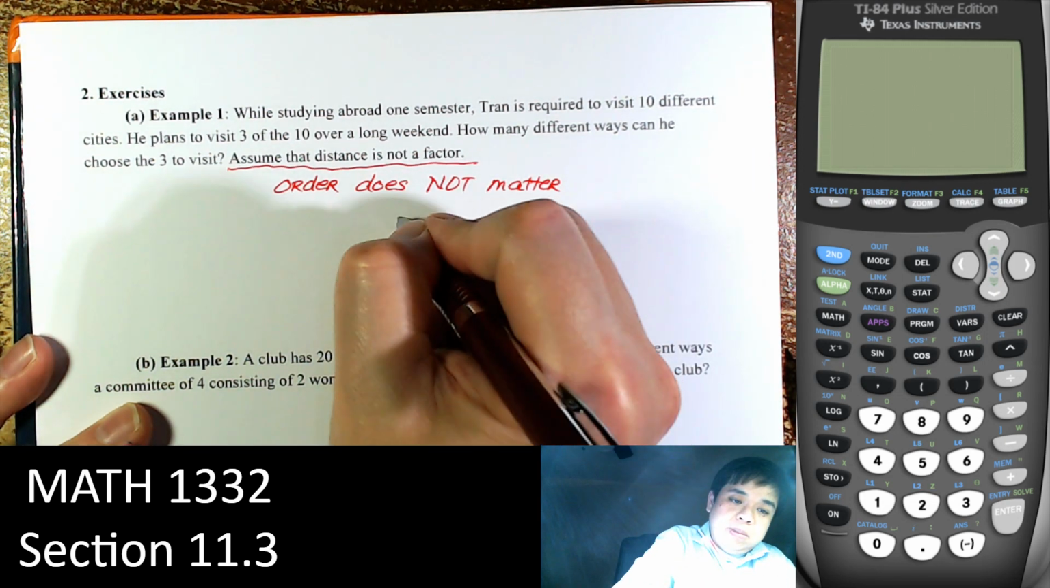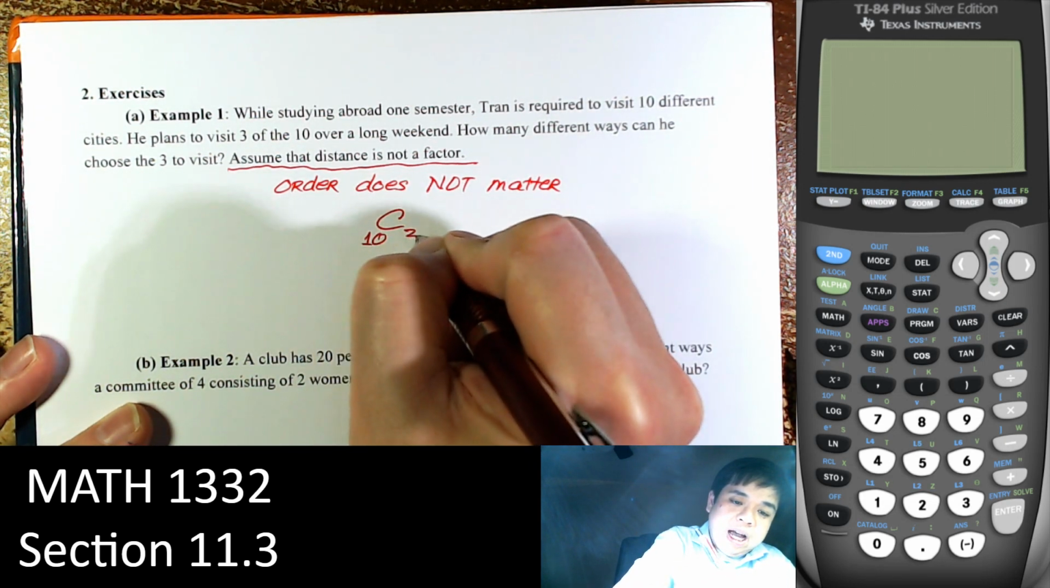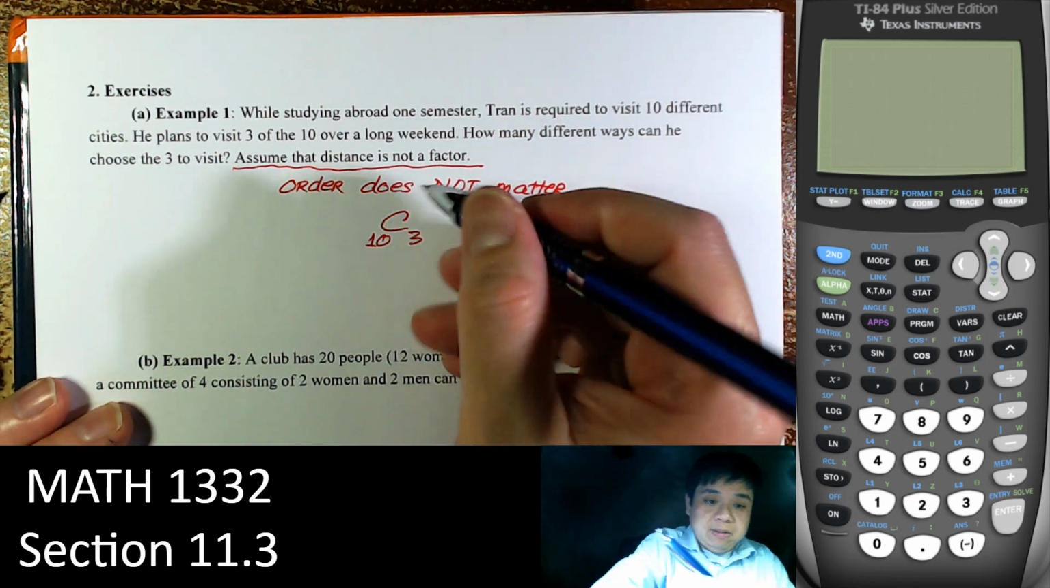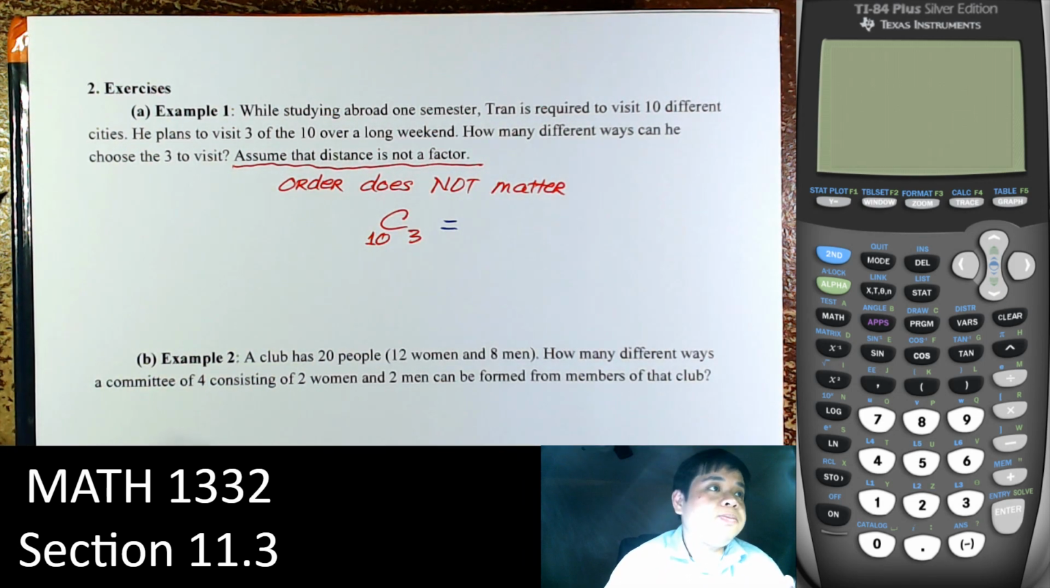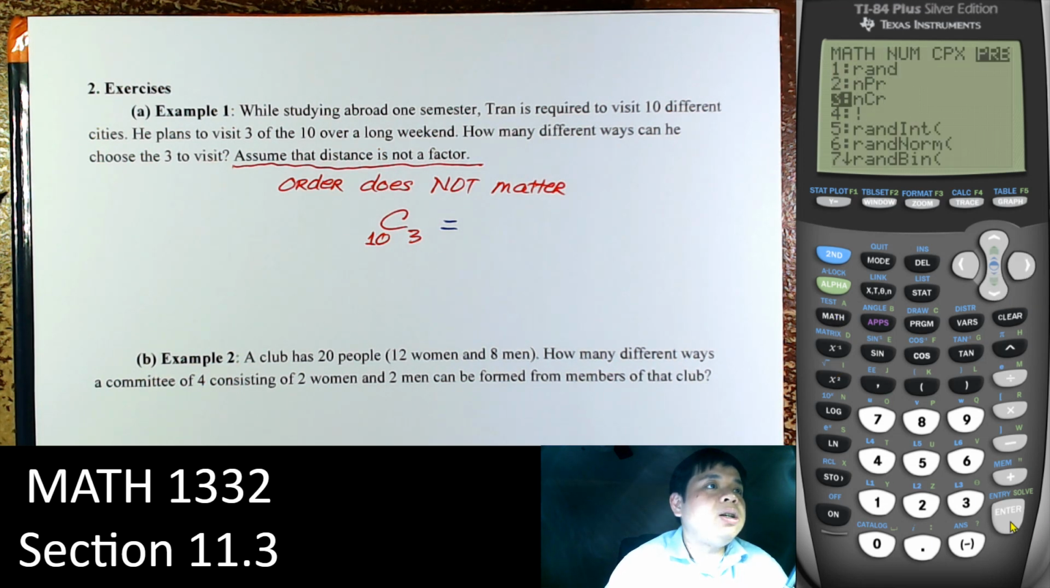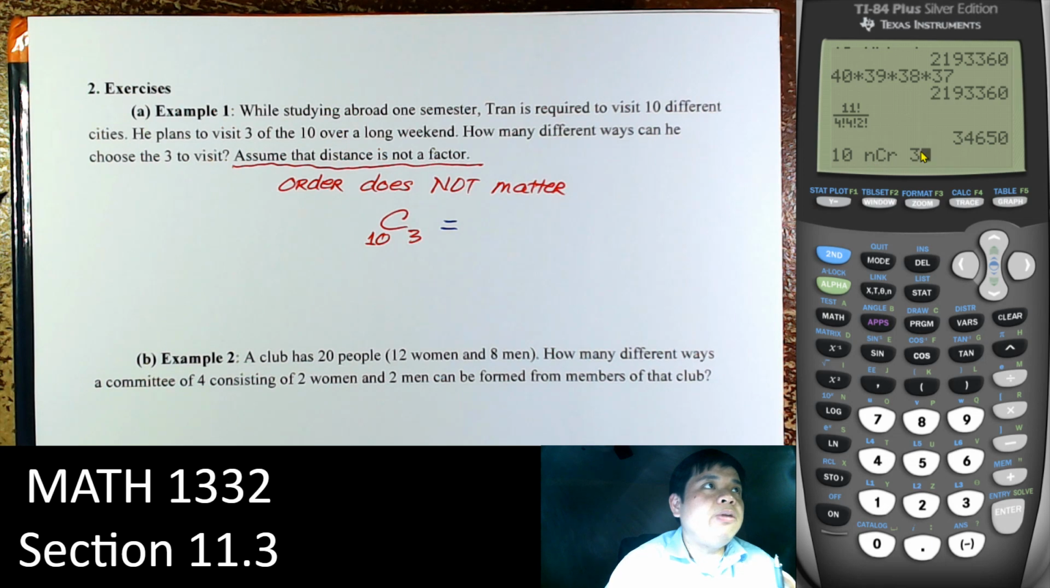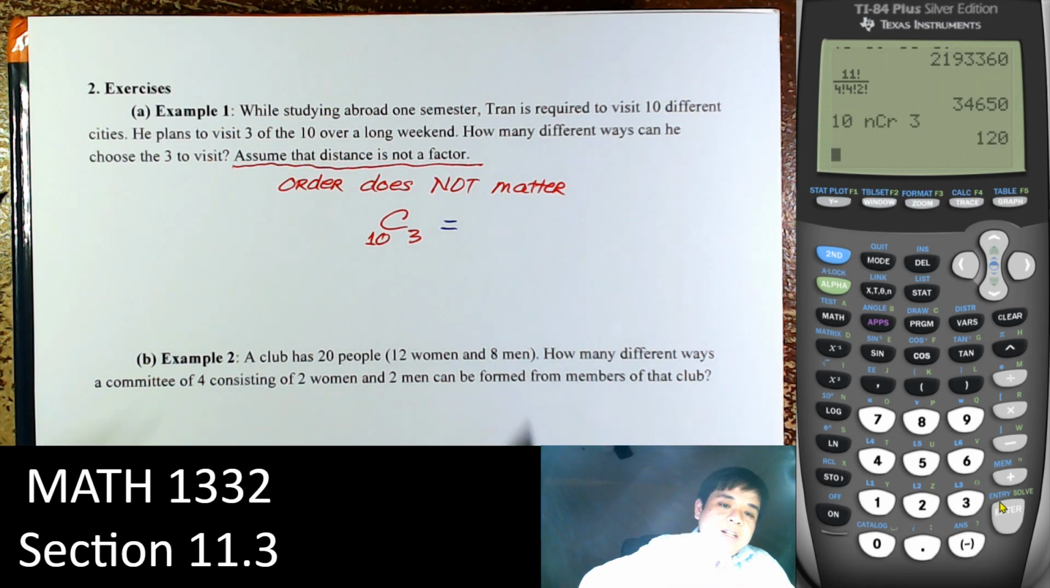So that's going to be a combination of 3 out of 10. And for this, I'm just going to use the calculator. 10 math combination of 3 out of 10, and that's 120.